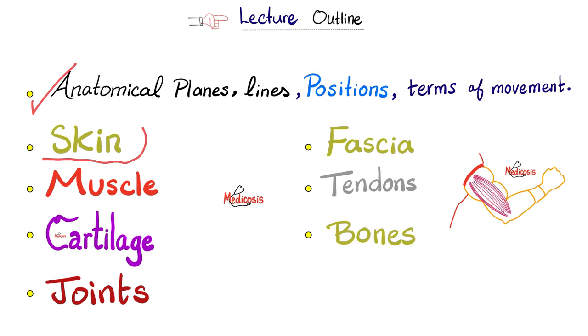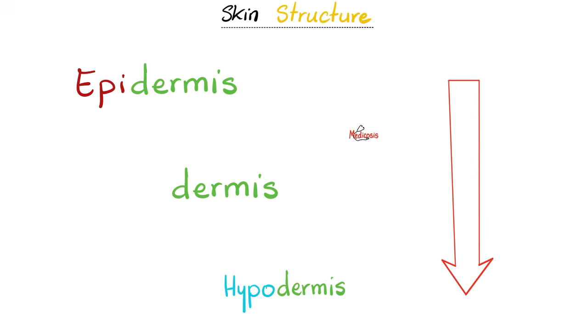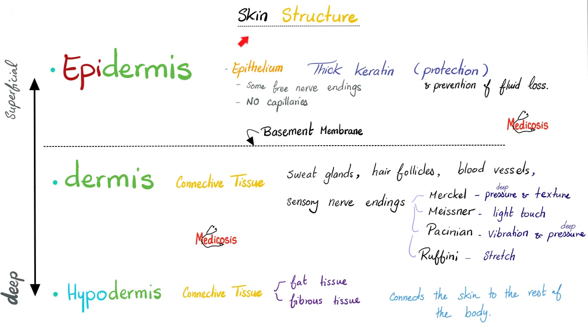Now let's talk about the biggest organ of your body, the skin. The word cutis means skin, and therefore cutaneous is related to the skin. Your skin is made of epidermis, followed by dermis. Go even deeper is hypodermis. Epidermis is an epithelial tissue. Dermis is a connective tissue. Hypodermis, also connective tissue.